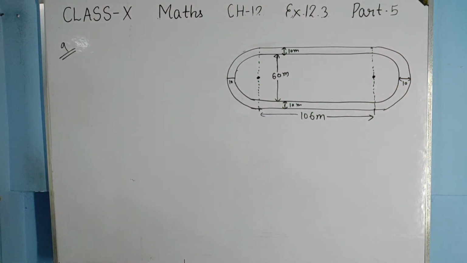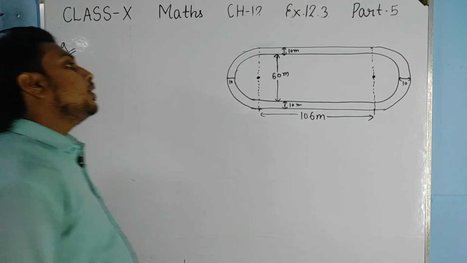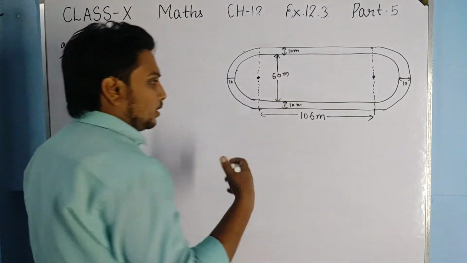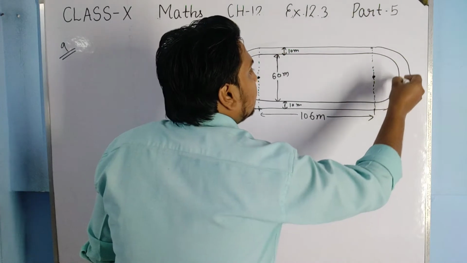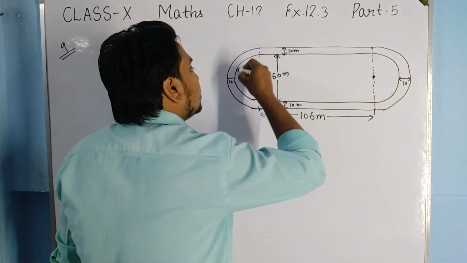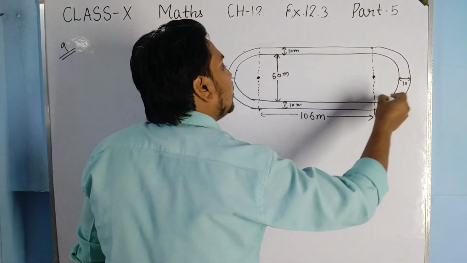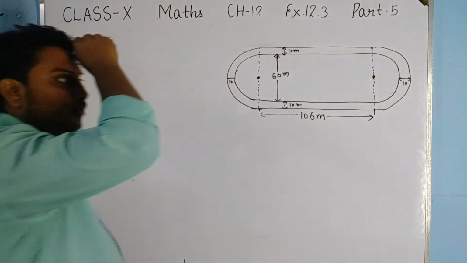So you have to tell two things here. The first question is the distance around the track along its inner edge. In other words, you have to find the perimeter of this inner track, the perimeter of this inner line. So how will you find it?